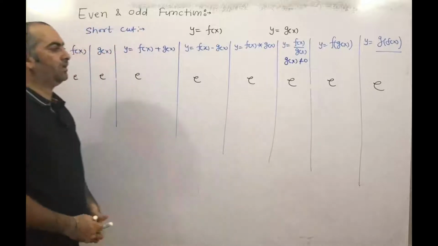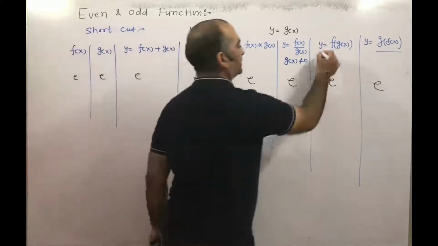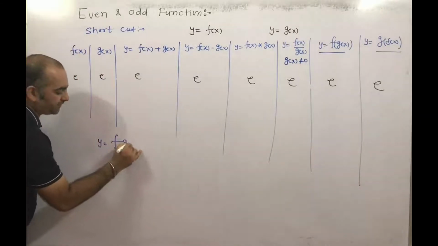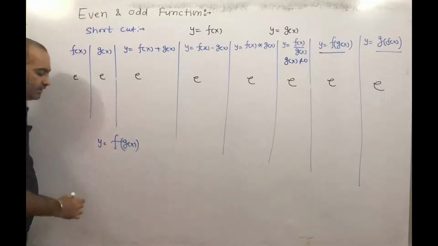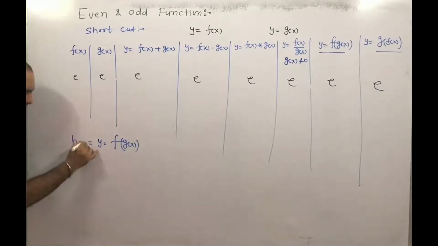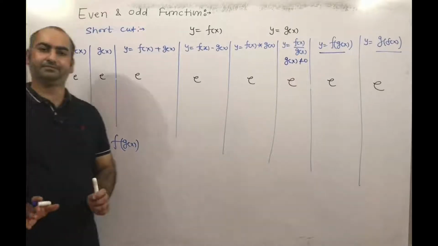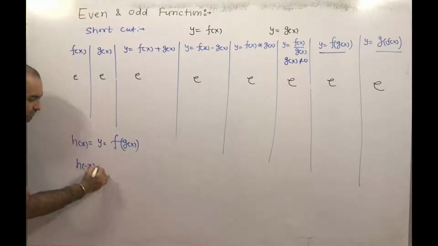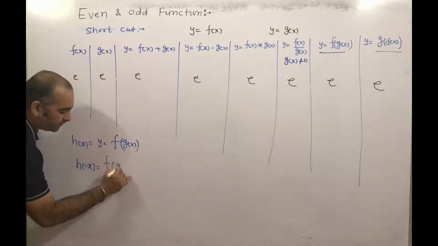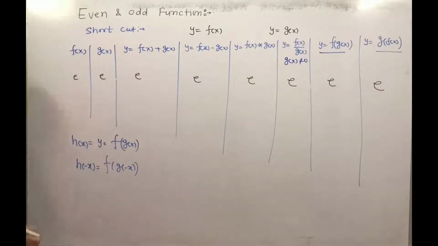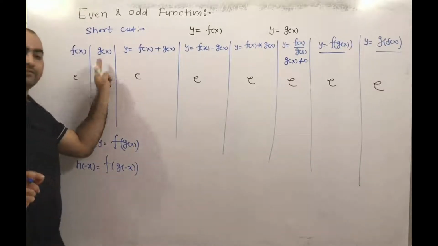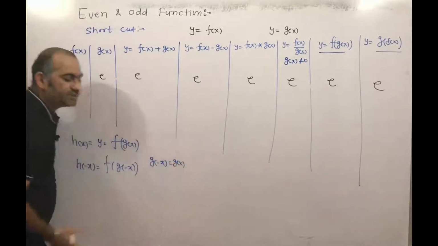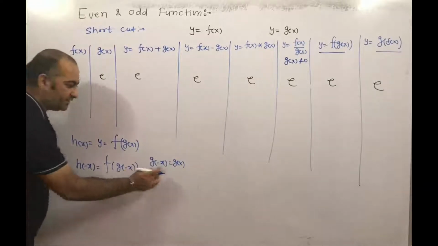So all will be even functions. For example, if I explain this one, y = f(g(x)), how it is an even function. We write this as h(x) and apply the even-odd condition. So replace x with -x and find h(-x). h(-x) is f(g(-x)). And we know g(x) is an even function, so g(-x) equals g(x).